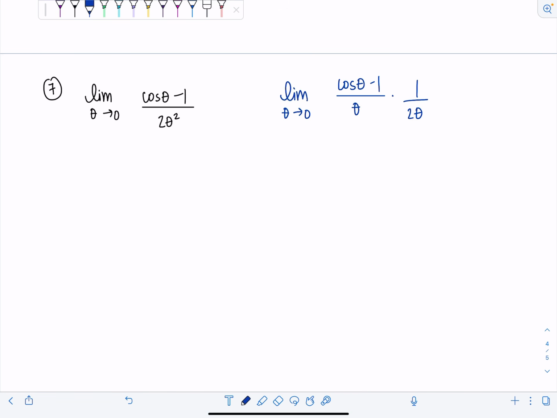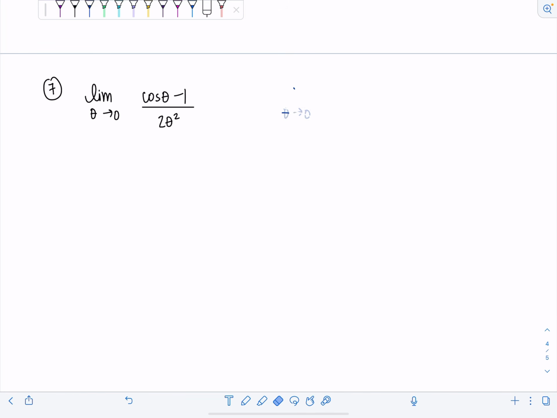Because this is going to 0, sure. But as theta approaches 0, remember, 1 over 2 theta, the denominator shrinking, that's going to be approaching infinity, negative infinity. So this is an indeterminate form. So this limit formula will not help us here. Oh no, what to do?